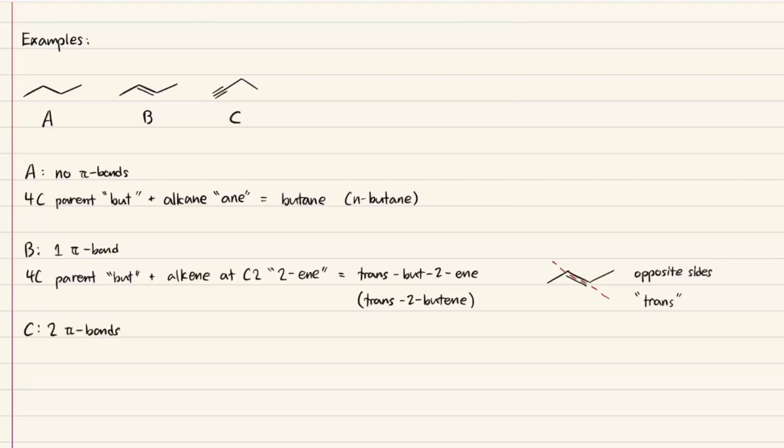Finally, molecule C has 2 pi bonds. Numbering the chain from both directions, we again count a total of 4 carbons in the chain. We've seen before that alkynes can be either terminal or internal, and in this case we have a terminal alkyne where the C-C triple bond is between carbons 1 and 2. As a result, we call molecule C 1-butyne or but-1-yne. This molecule also has the trivial name ethylacetylene.